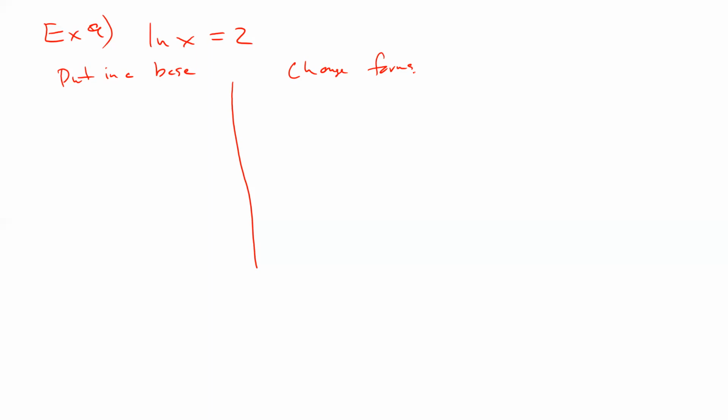Okay, so what base should we put in to get rid of ln's? E, of course. So here's what I'm going to do. I'm going to put e here. This stuff's going to go in the exponent. e goes here, and that stuff goes in the exponent. What's so special? Do we have any properties that says something about e to the ln of x?